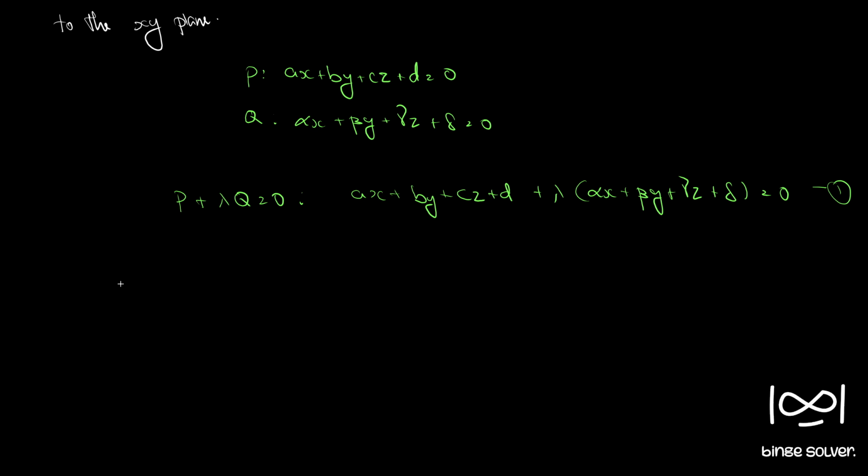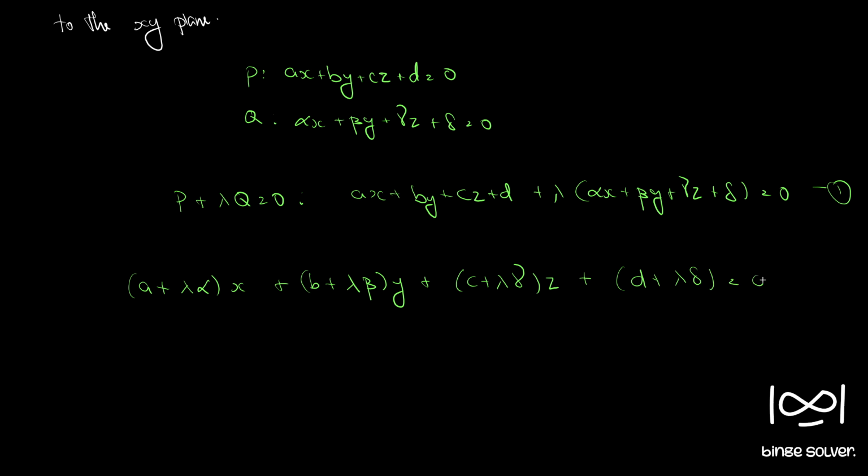So let me rearrange the equation of plane 1: (a + lambda alpha)x + (b + lambda beta)y + (c + lambda gamma)z + (d + lambda delta) = 0. Let's call this equation 2.